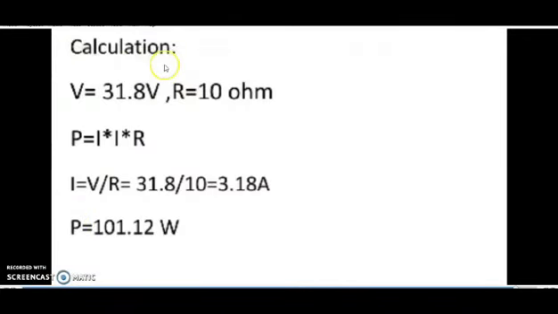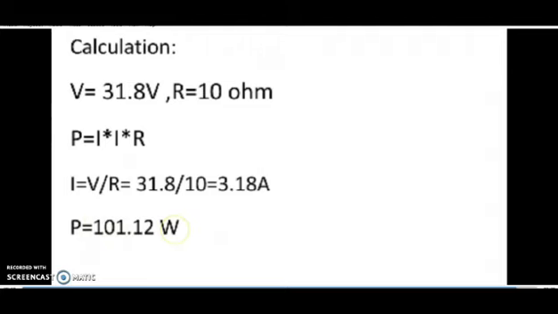Coming across the calculation part, we have considered a variable voltage of 31.8 volt for a resistance of 10 ohm. Here let's consider the Ohm's law equation, that is V is equal to IR. To find out the current, we have modified the equation to I is equal to V by R, taking 31.8 volt by 10 resistance is equal to 3.18 ampere, which when substituted into the already known equation P is equal to I square R, we get a power rating of 101.12 watt.